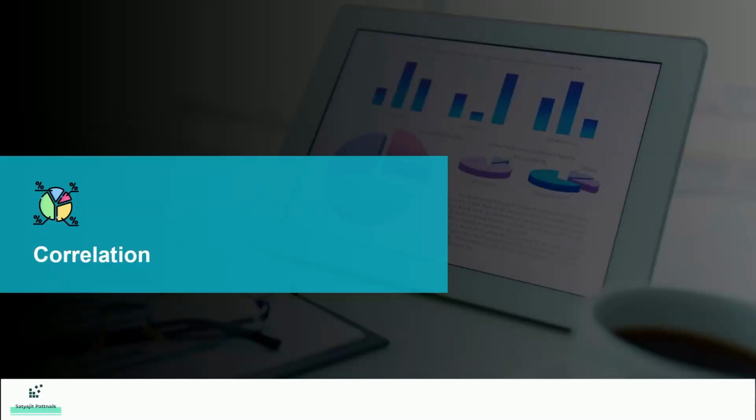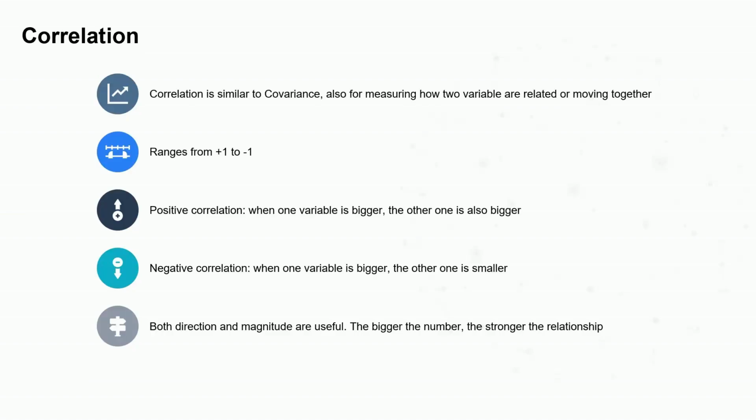And in this video we shall be talking about correlation. What exactly is correlation? Correlation is similar to covariance. We studied covariance in the previous session, in the previous video. Correlation is similar to covariance, also for measuring how two variables are related or moving together. When two sets of data are strongly linked together, we say they have a high correlation.